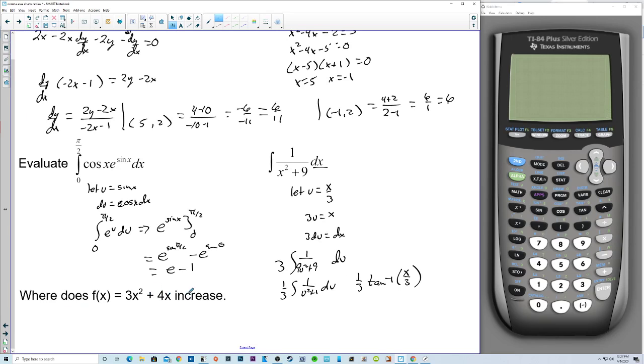Where does f of x equal 3x squared plus 4x increase? Let's try that again. F prime of x is equal to 6x plus 4. Set that equal to 0. So x is equal to negative 2/3, right? Minus 4 divided by 6. So negative 2/3. So we need negative 1. So if I plug negative 1 in the derivative, that's negative. That's decreasing. And then if I plug 0 in, 0 plus 4 is 4. That's positive. So we're increasing. Increasing from negative 2/3 to infinity.